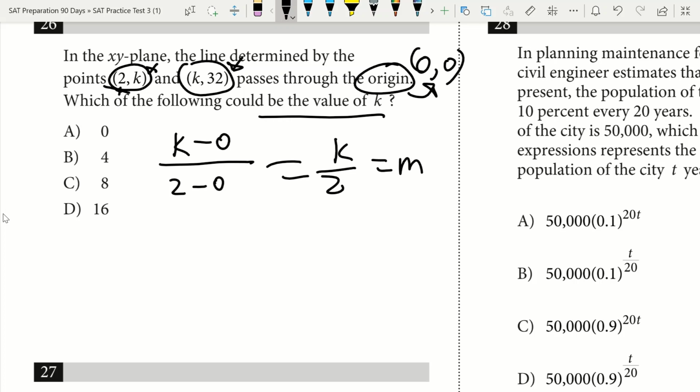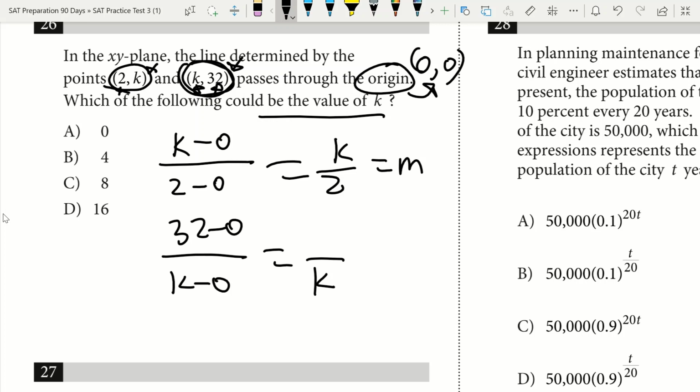Now I can also calculate my slope from the other point, pairing that with (0, 0). So I'll go ahead and do that. I see my x value in this case is k, so we'll go ahead and call that k minus 0 in our denominator. Right, k minus 0 is going to give us k as our denominator. Up top we see that we have 32, so we're going to have 32 minus 0.